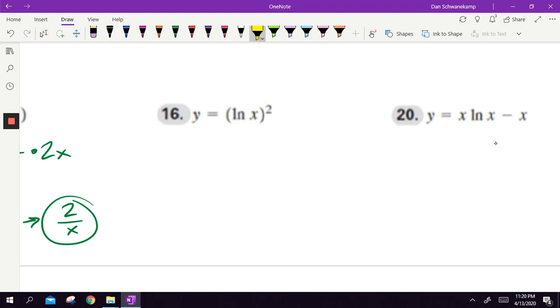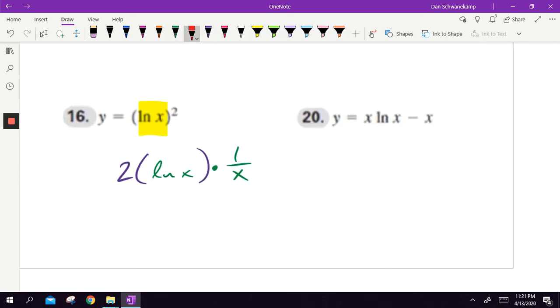All right, I need chain rule. I got an inside, I got an outside. So I'm going to take the derivative of the outside, rewrite the baby, times the derivative of the baby. Well, what's the derivative of natural log? 1 over the baby times the derivative of the baby.